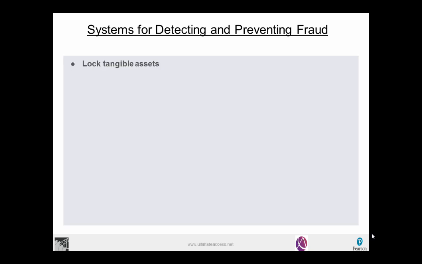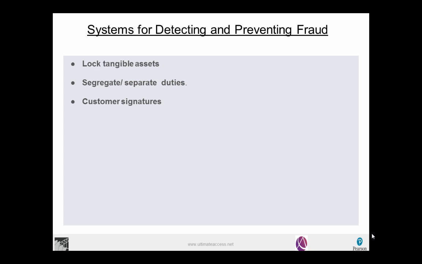Now, which systems for detecting and preventing fraud will we be looking at? The first one is just lock the tangible assets. Things that you can touch, lock them, okay? Two, segregate or separate duties. Just separate duties, because giving one person so much power is so dangerous, okay? They can do so much with that power and be able to commit fraud without even the company noticing.